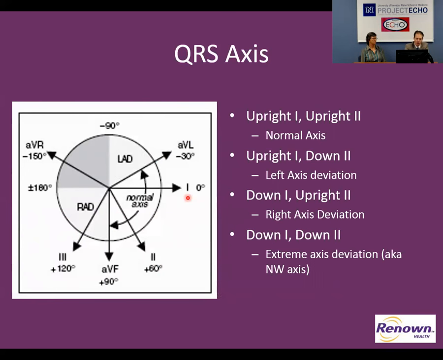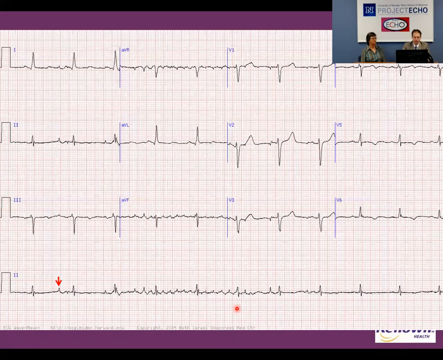And if you look at standard 1 and it's more positive than negative, then it's going to be somewhere on this side of the circle. Okay, so I sort of detailed these, in terms of what happens if 1 and 2 are both positive. Of course, that's normal axis. If 1 is positive, but 2 is negative downgoing, then that's left axis deviation. Down in standard 1, but up in 2 is right axis deviation. And down in both is this thing called northwest axis, also called extreme axis deviation.